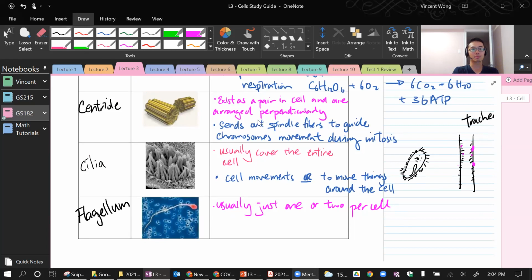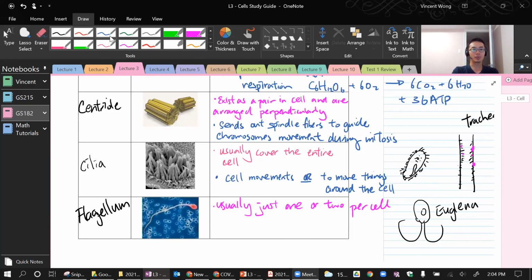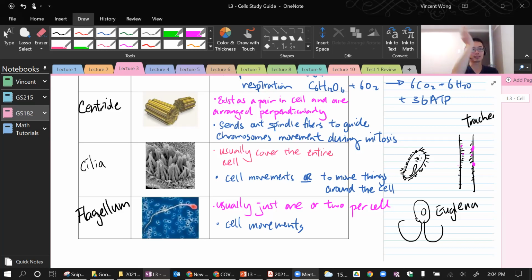Sometimes some organisms have two. There is another protist called euglena. It's kind of part animal, part plant, and it has two flagella. What does it do? Well, cell movement. Cilia go back and forth like this, while flagellum is more like wave-like flapping. And then it propels the sperm forward.